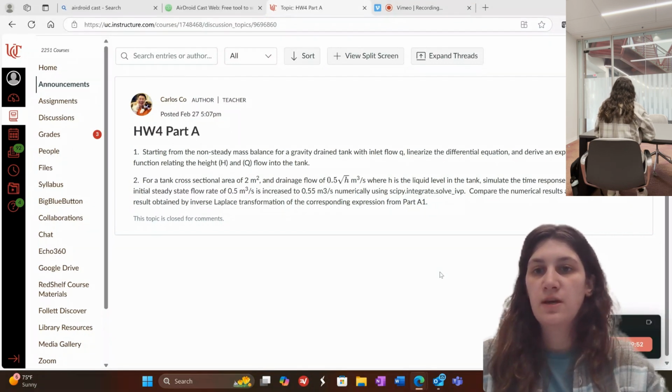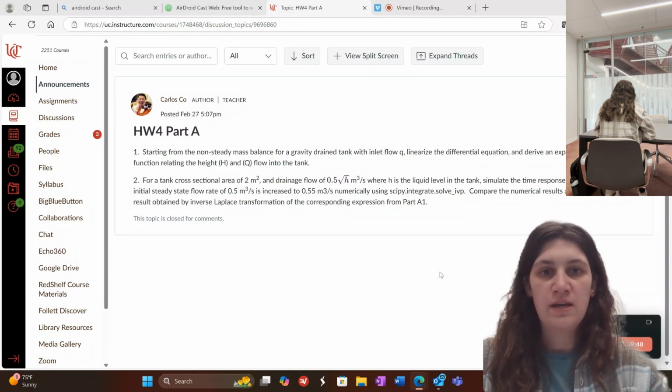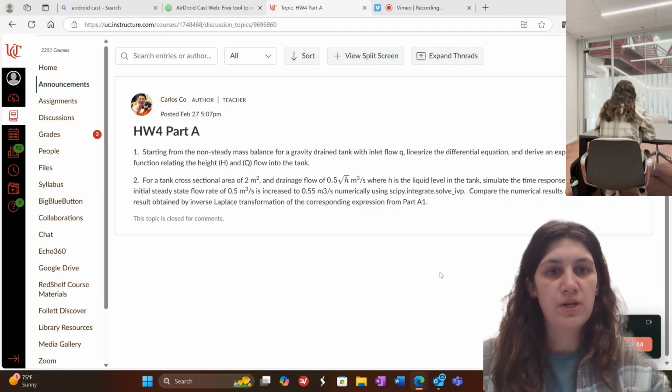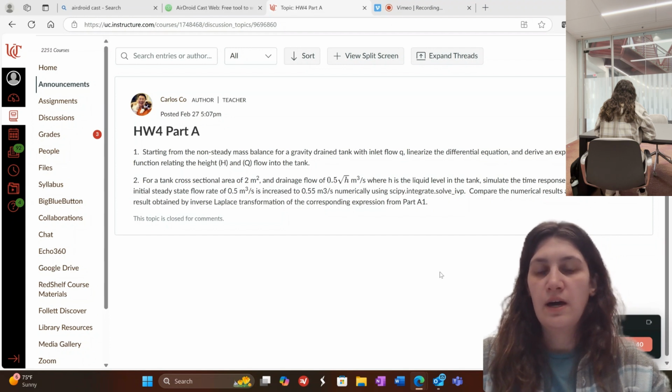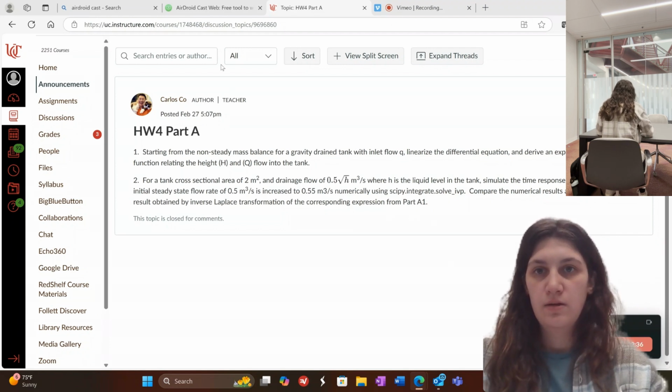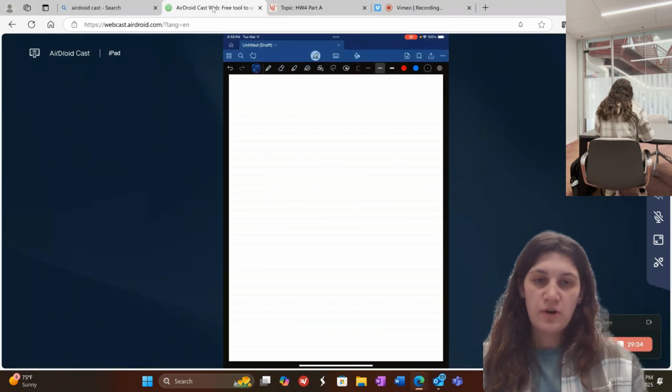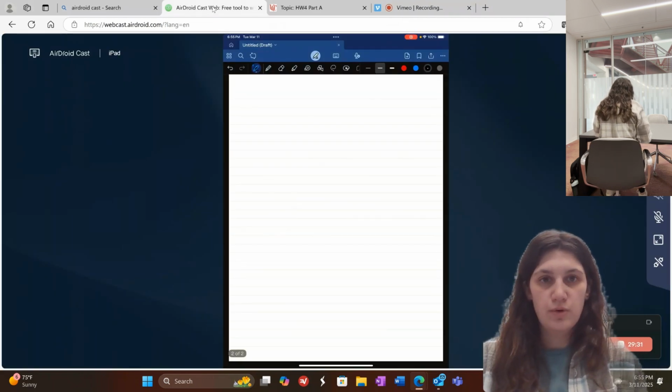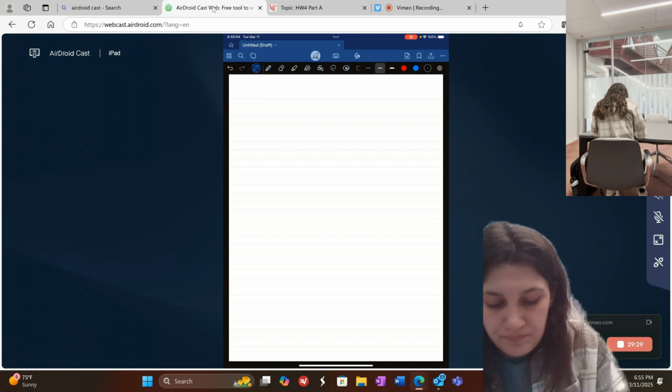Question 1 states, starting from the non-steady mass balance for a gravity drain tank with inlet flow Q, linearize the differential equation and derive an expression for the transfer function relating the height and flow into the tank. So to start out, we are going to draw our situation.